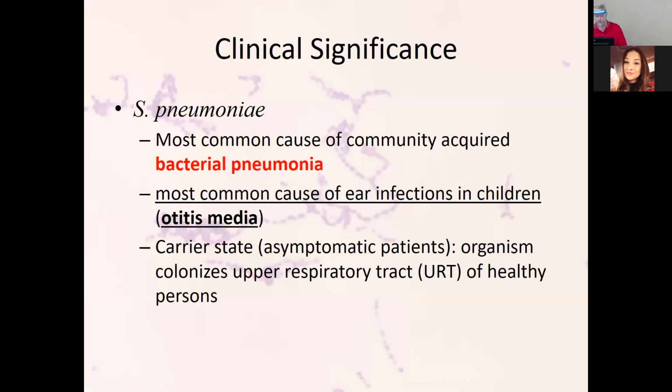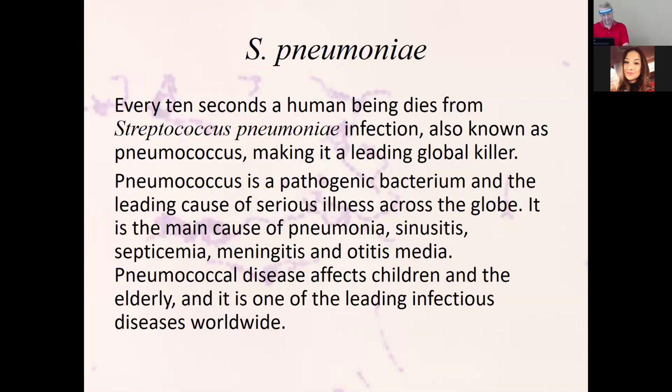This is clinical significance. So strep pneumo, most common cause of community-acquired bacterial pneumonia. So we got strep throat with strep pyogenes. We got pneumonia with strep pneumo. Also a common cause of inner ear infection, otitis media. And then we can talk about being a carrier, right? You heard a lot of that from last lecture on MRSA. The organism colonizes the upper respiratory tract of a healthy person, but we may spread strep pneumo to somebody else that could be susceptible to it.